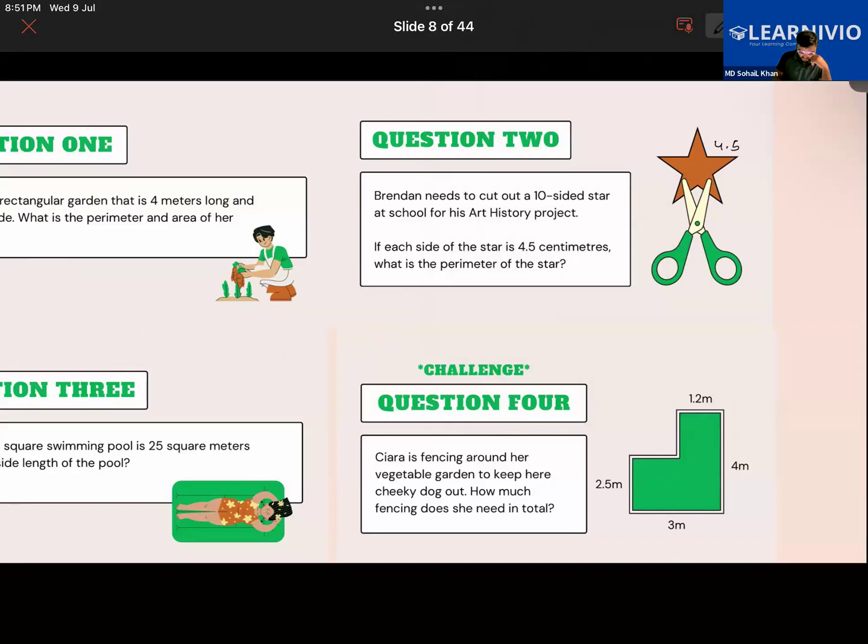You were saying how much? 45 centimeters. Okay. Habib, what about you? I think it's 45 centimeter. Exactly. So that is total sides multiplied by each side length. So total sides are 10, 10 multiplied by 4.5. Hence that will be 45 centimeter.